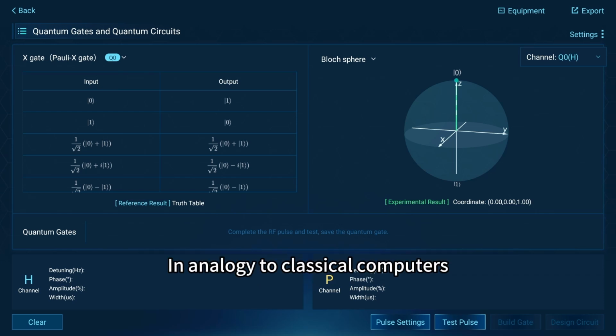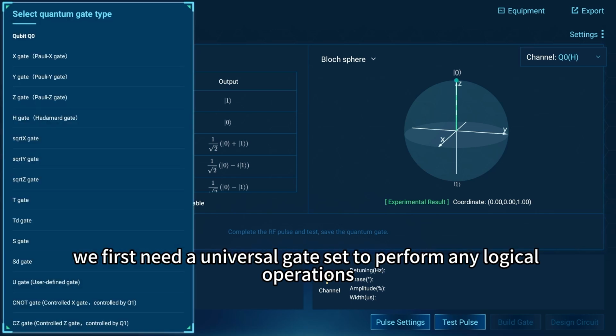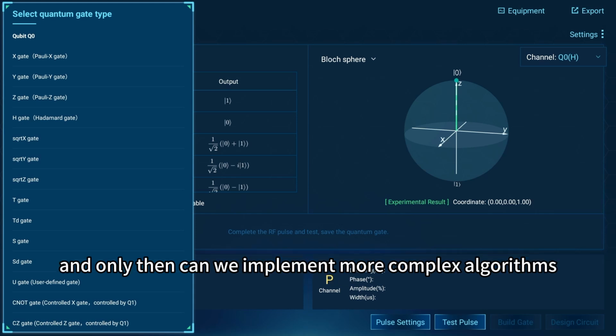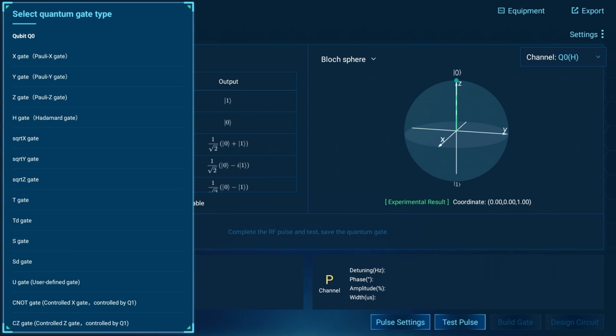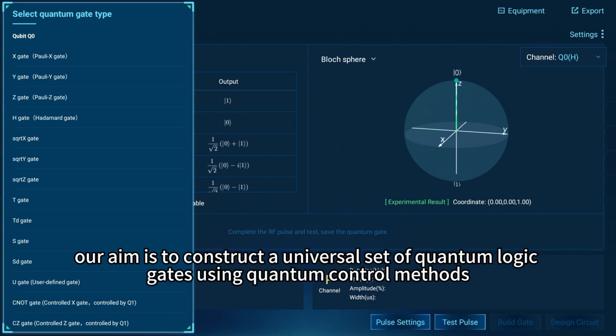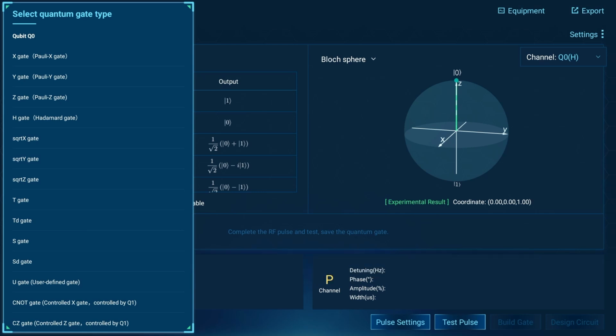In analogy to classical computers, we first need a universal gate set to perform any logical operations, and only then can we implement more complex algorithms. Therefore, in this experiment, our aim is to construct a universal set of quantum logic gates using quantum control methods.